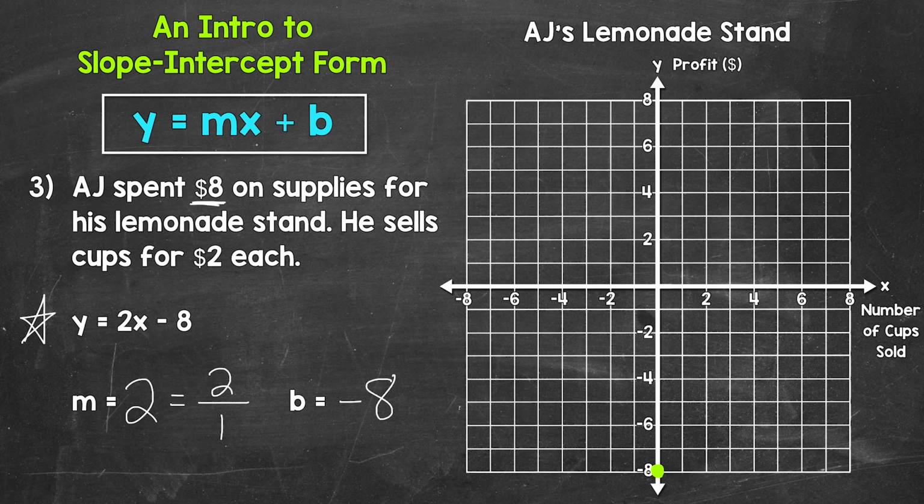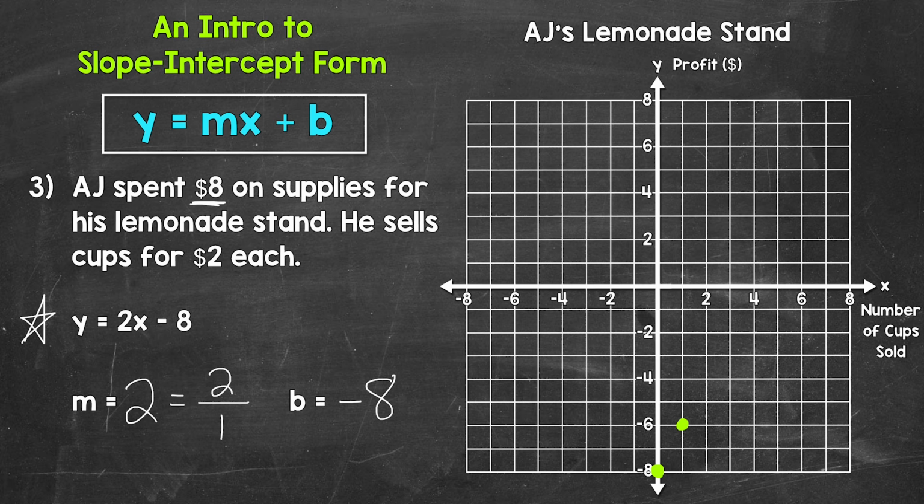So using the slope and the y-intercept, let's continue to graph now. We started at 0, -8. That's our y-intercept. That shows with 0 cups sold, AJ is at -$8 in profit. Let's go from there using the slope. Rise of 2, run of 1. So we need to go up 2 units and then over 1 unit from that y-intercept. So up 2 over 1, and our next point is right here. So AJ's profit went up $2. He went from -$8 to -$6 after selling 1 cup.